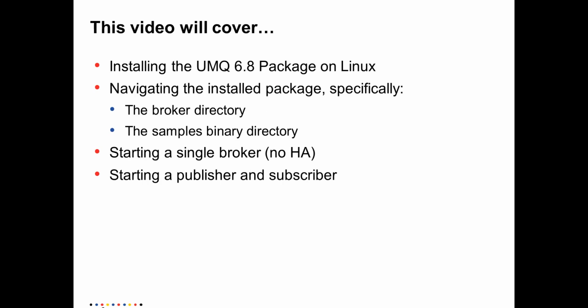This video will cover installing the UMQ 6.8 package on Linux, navigating the installed package, specifically the new broker directory, and then the existing samples directory demonstrating the source and receive binaries. We will start a single broker with no high availability for the purpose of this quick start. And again, we will demonstrate publishing to and from the daemon.